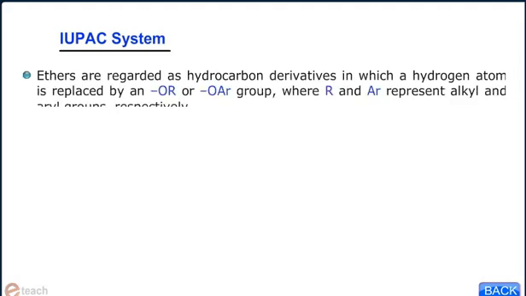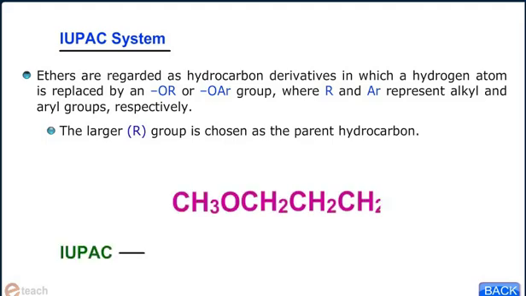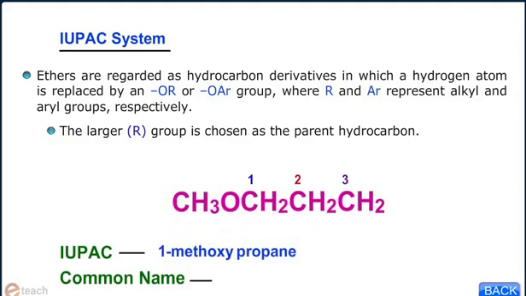IUPAC system. Ethers are regarded as hydrocarbon derivatives in which a hydrogen atom is replaced by an OR or OAr group, where R and Ar represent alkyl and aryl groups, respectively. The larger group is chosen as the parent hydrocarbon. So, the IUPAC name of CH3OCH2CH2CH3 is 1-methoxypropane, and its common name is methyl n-propyl ether.